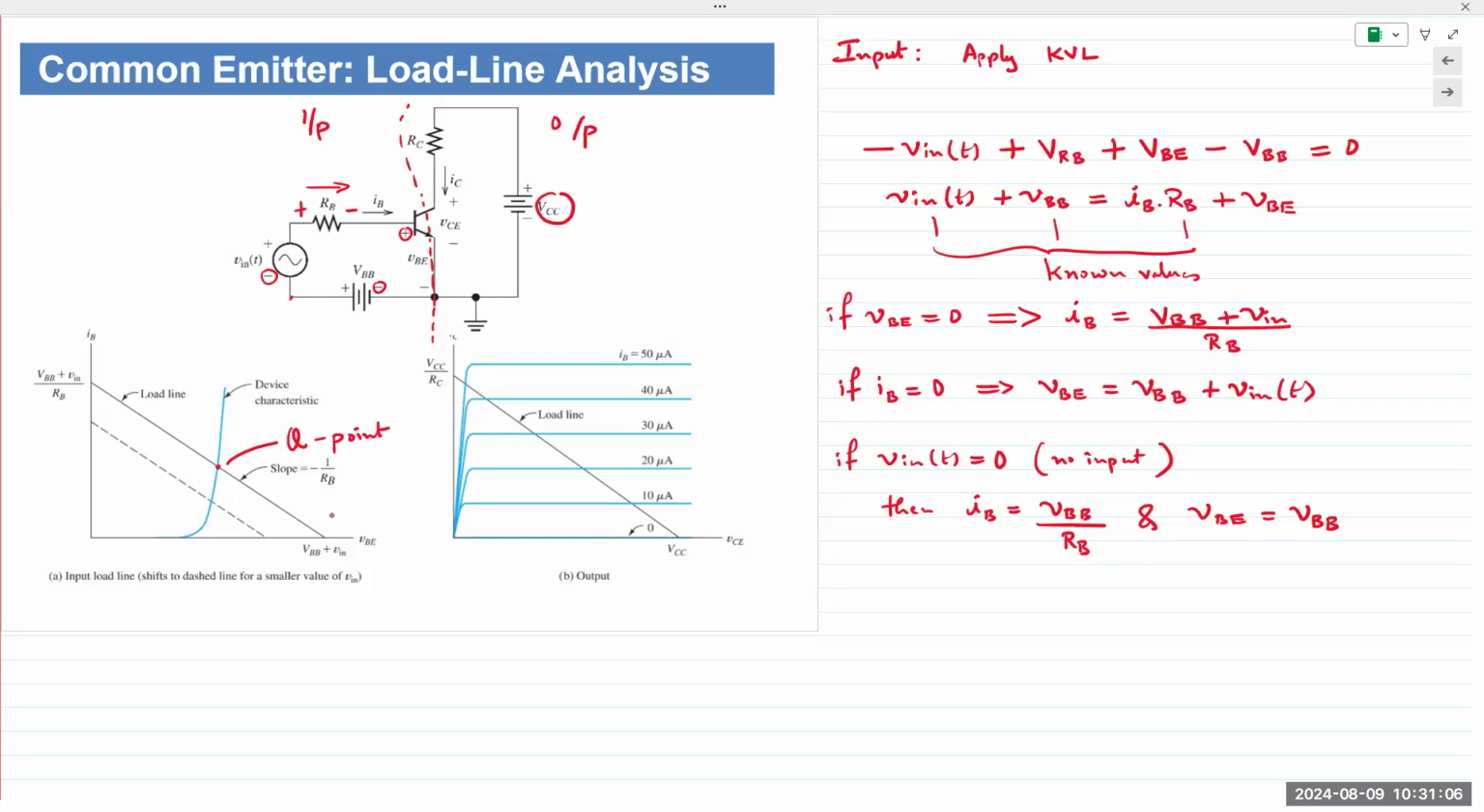Okay. Okay, so that was the input side. Let's look at the output.